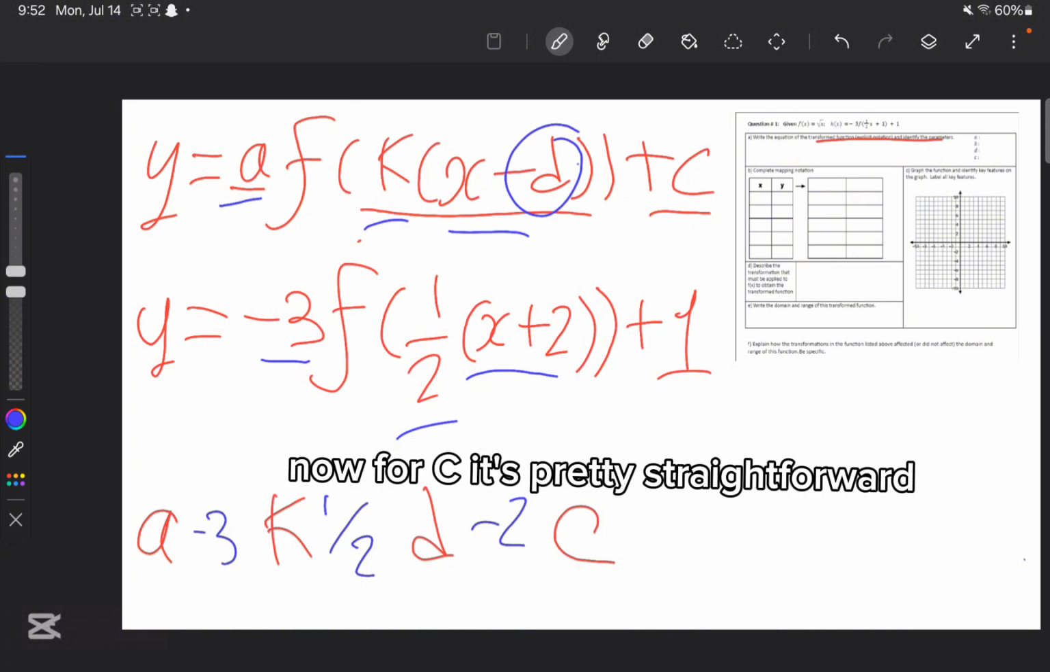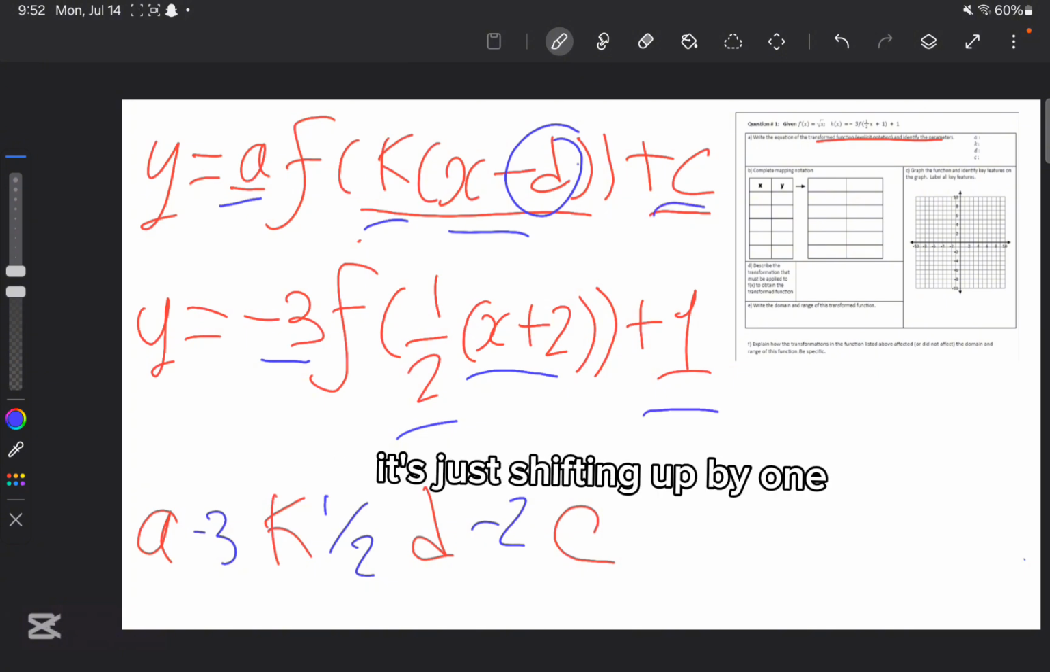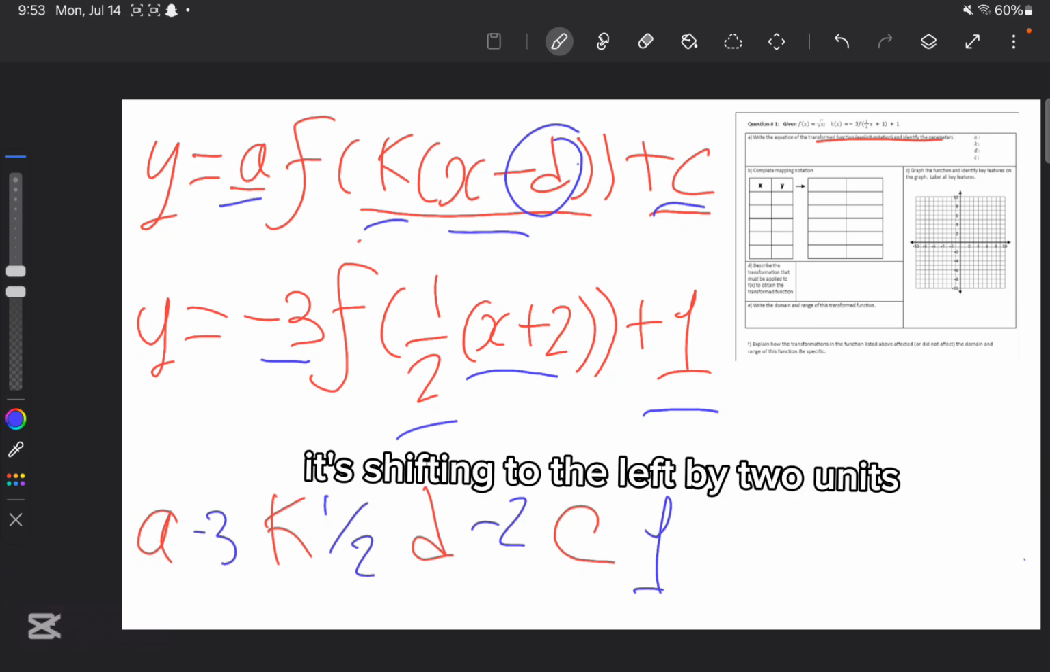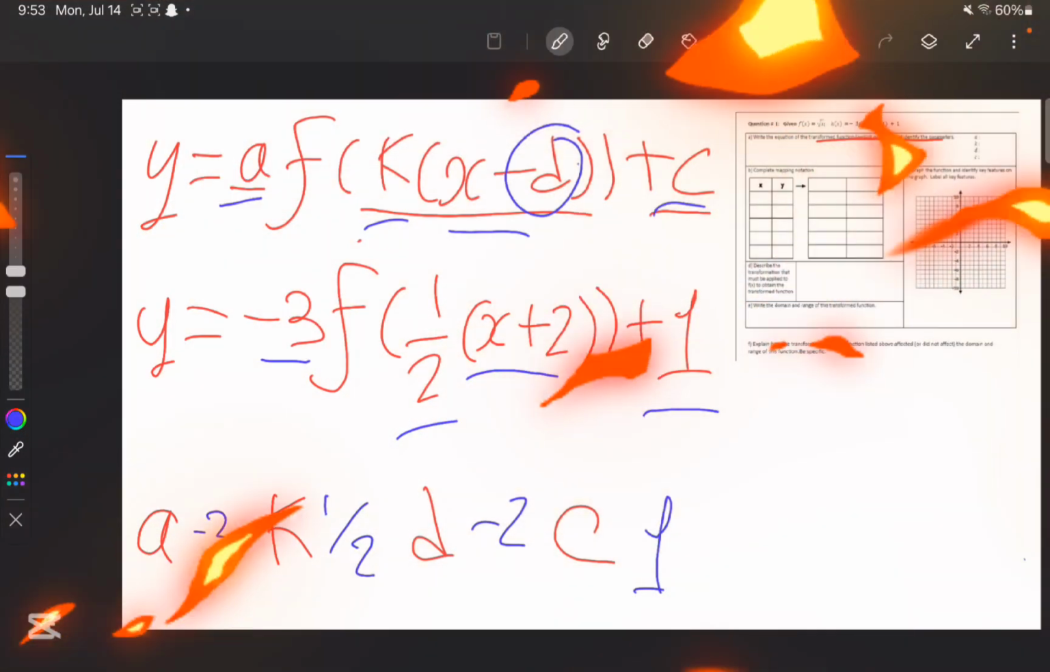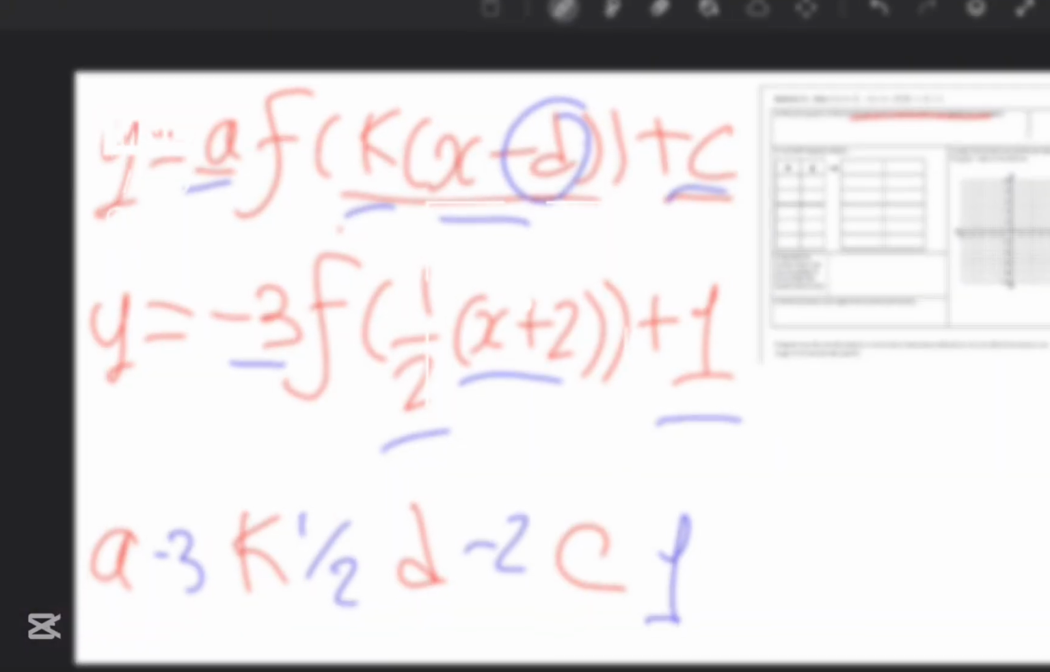Now, for c, it's pretty straightforward. It's just shifting up by 1. So it's just 1. Now, for d, it's shifting to the left by 2 units. So, great. We solved the first part. Now, let's get to the second.